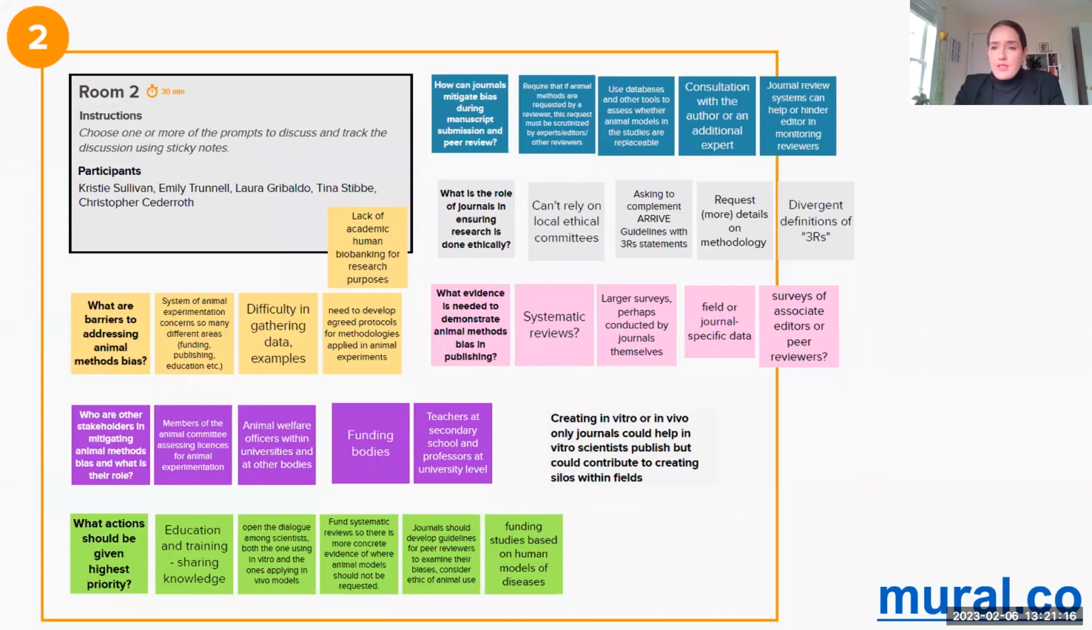Conversation among participants took place at the conclusion of each day's talks and was facilitated by prompts from workshop organizers using the Mural platform. And this is just a screenshot from one of the breakout rooms using the Mural platform to brainstorm.